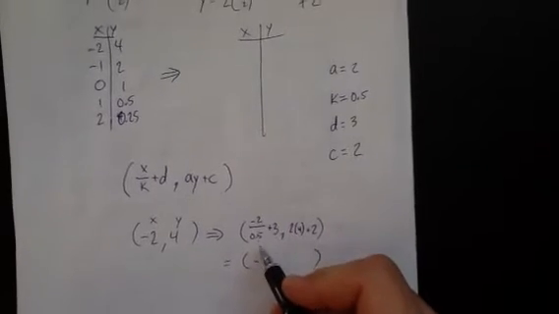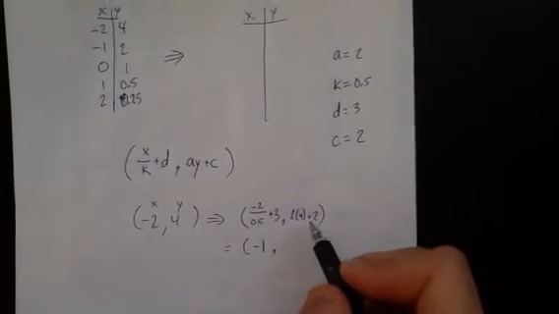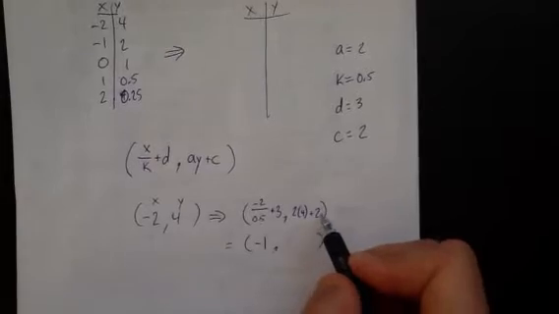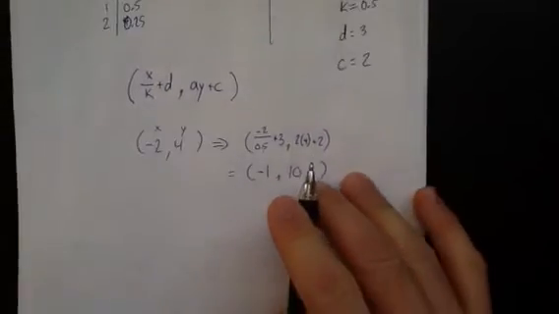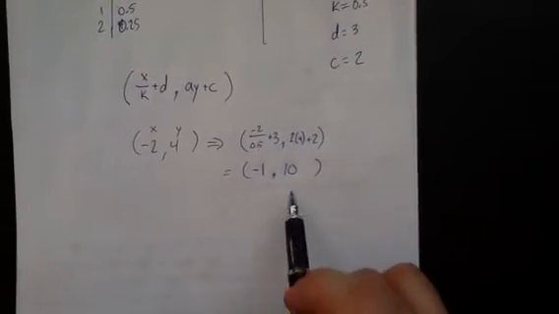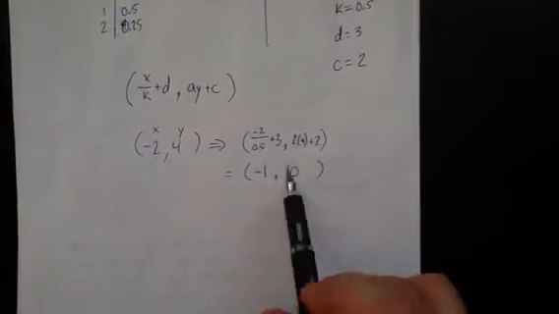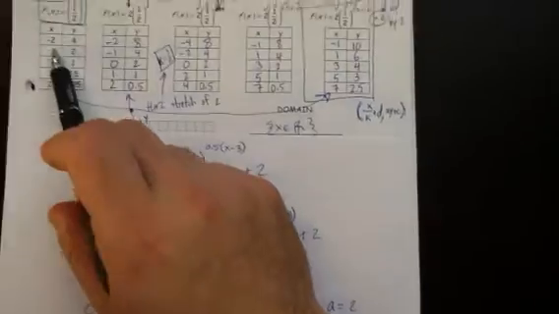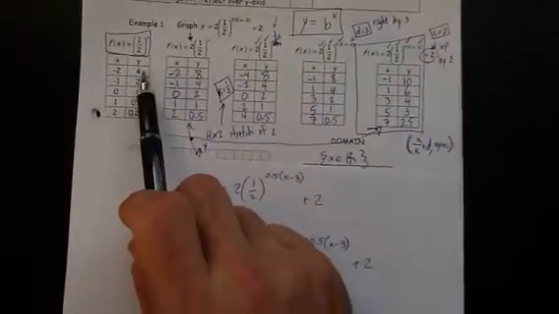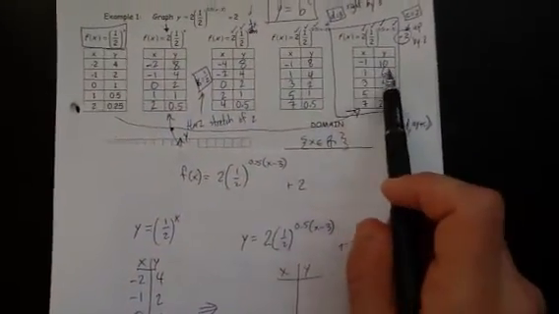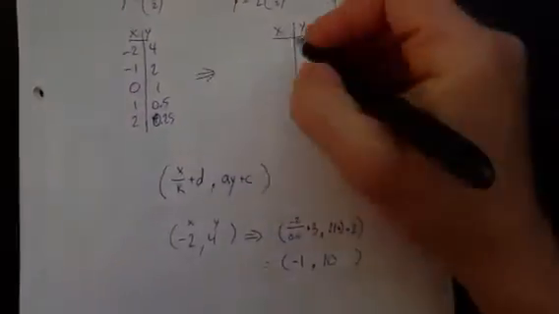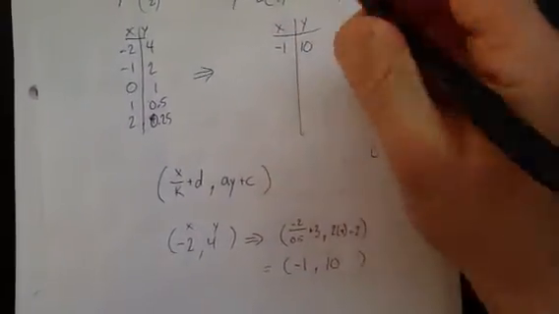You can try that on your calculator. And then 2 times 4 is 8, plus 2 is 10. So that point -2, 4 becomes -1, 10. And that's exactly what happens here. -2, 4 becomes -1, 10. Okay? So you can do that all in one shot.